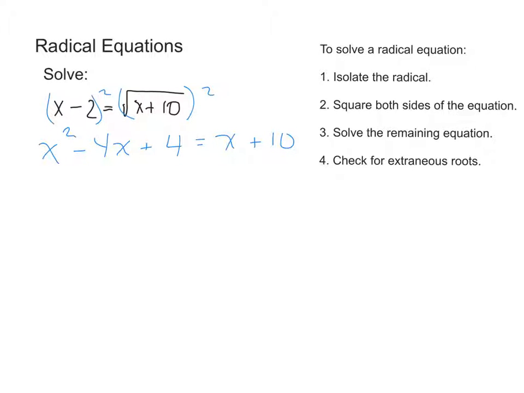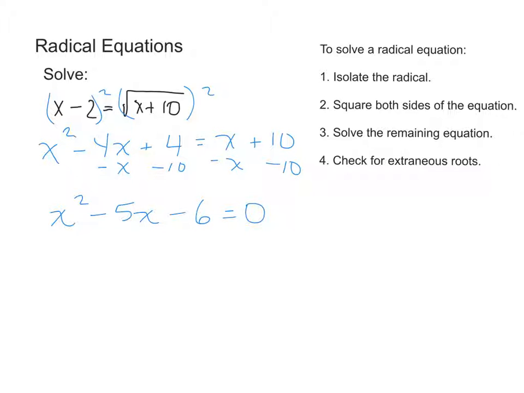We're going to solve that equation that we're left with. What kind of equation is this now? Quadratic. So to solve a quadratic, you have to get everything on one side and leave 0 on the other. So I'll subtract x from both sides, and I'll subtract 10 from both sides. And I end up here with x squared minus 5x minus 6 equals 0.